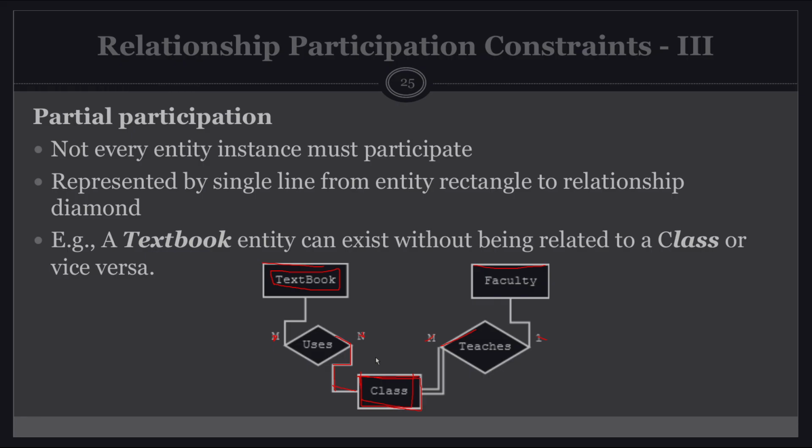So the class must have other kinds of readings assigned instead. For example, research papers, or websites, web pages, videos, and so on, okay? Or maybe even nothing at all. So that's your partial participation, which is represented by one line here, okay? Now, when it comes to the total participation, you're gonna have two lines.